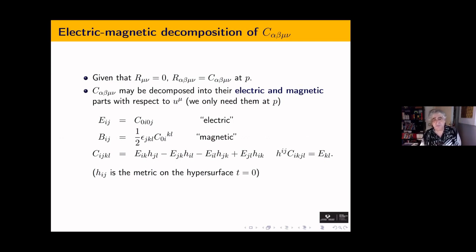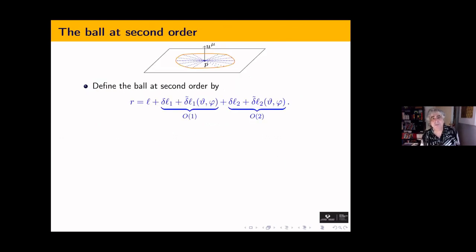is the Levi-Civita symbol on the hypersurface. And of course, we only need E and B because the remaining components of the Weyl tensor can be written in terms of the electric part like that. Here, H represents the metric on the hypersurface T equals 0. And at the point P, this is just the delta. So I'm going to use the E and B. And of course, you know that these are traceless and symmetric tensors. I am using them at the point P. Now we are going to take the ball at second order. And of course, we have to do a perturbation to second order. Remember, we had this first order perturbation.